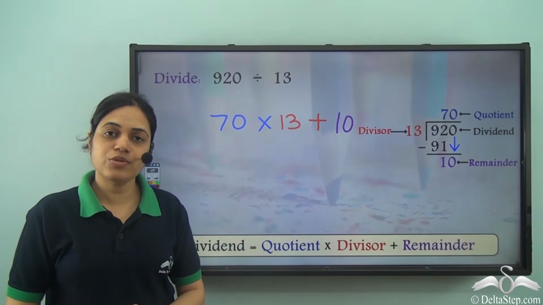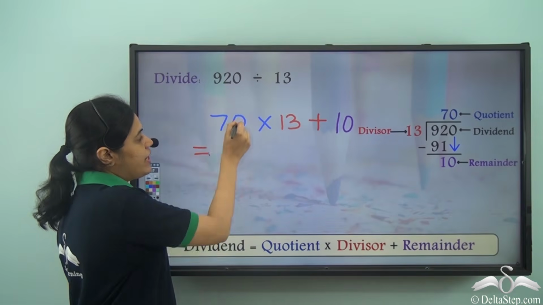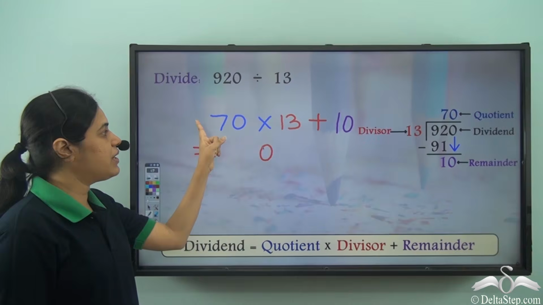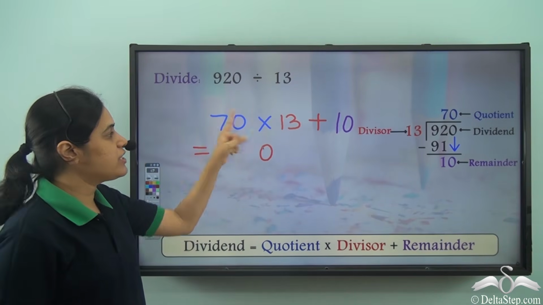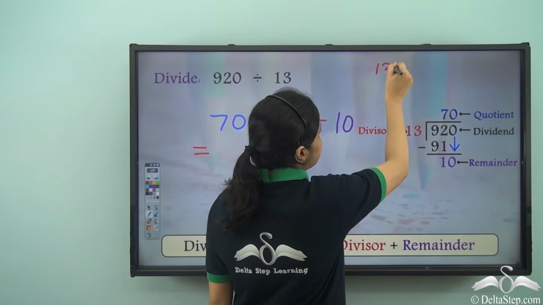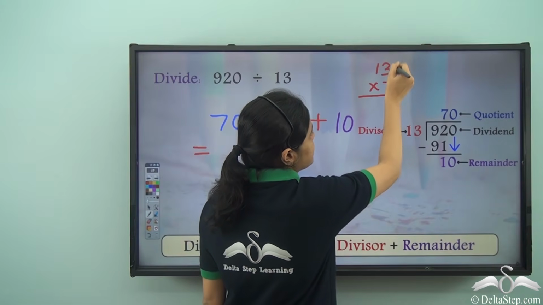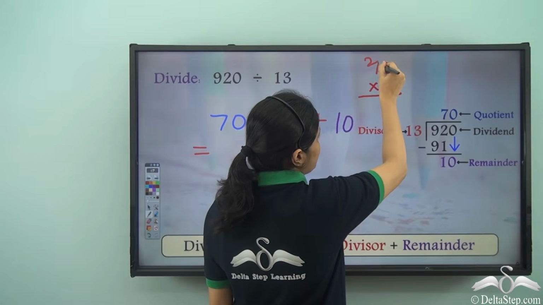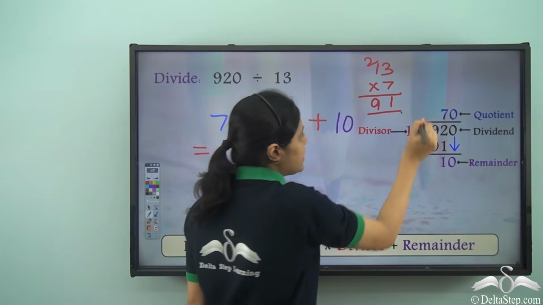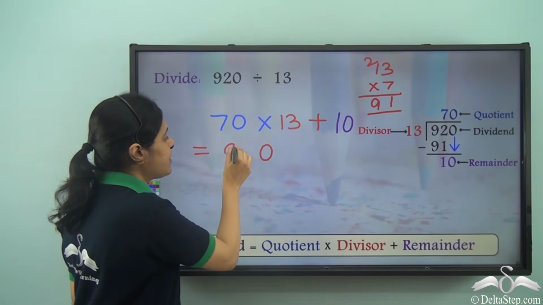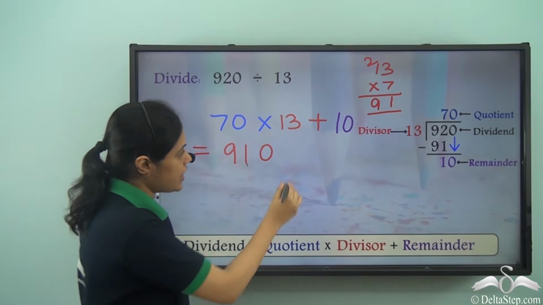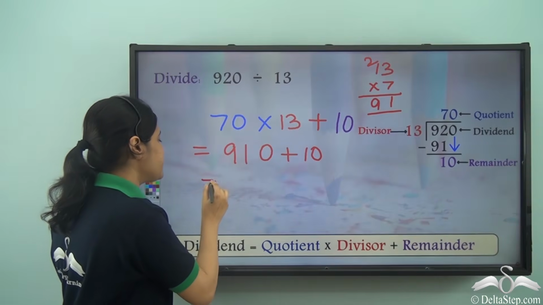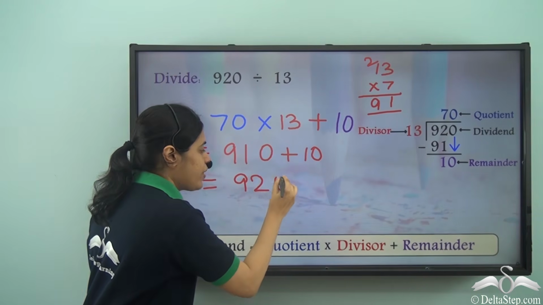Now what is 70 into 13? So I know when I have a 0 on the right, I can write the 0 and I can multiply 7 by 13. What is 7 into 13? 7 into 3 is 21. 1, 2 carry. 7 into 1 is 7. 7 plus 2 is 9. So I have 91. 910 plus 10. Now 910 plus 10 gives me 920.